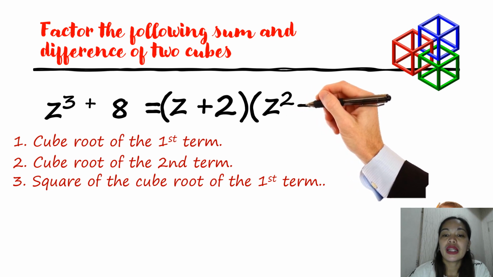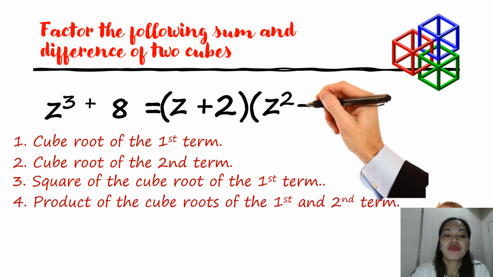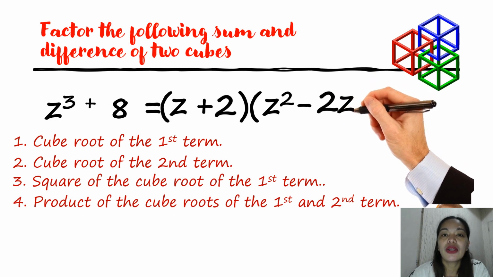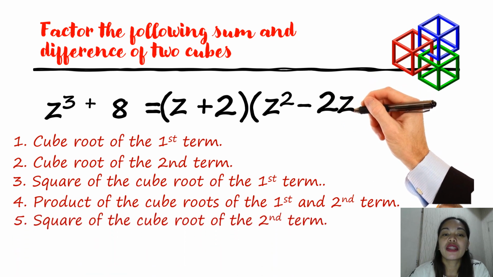Now, let's proceed to the second term. The fourth step is get the product of the cube roots of the first and the second term. Ang cube root ng first term natin ay z, ang cube root ng second term ay 2, so the product is 2 times z. So we will write 2z. Now let's proceed to the last term, and the fifth step is square the cube root of the second term. Our second term is 8.